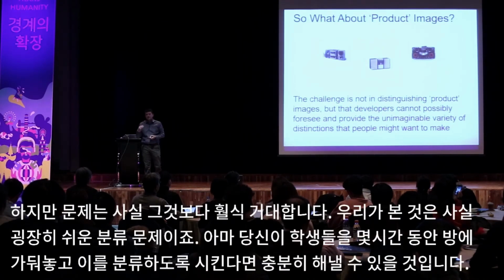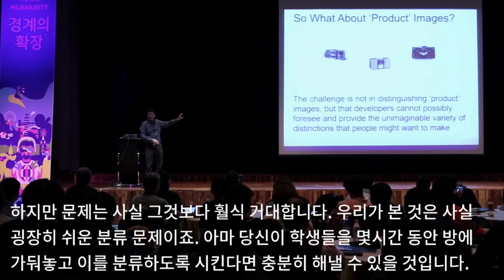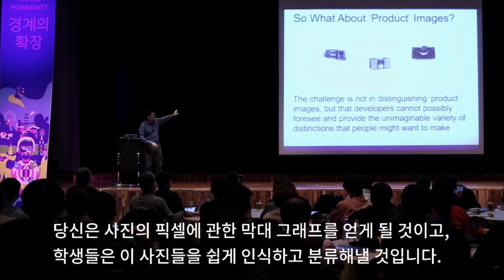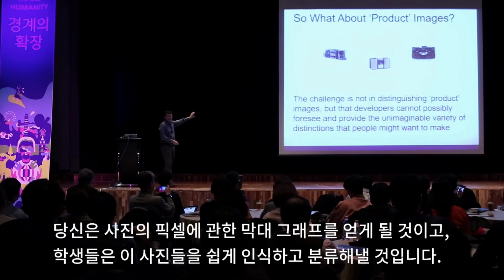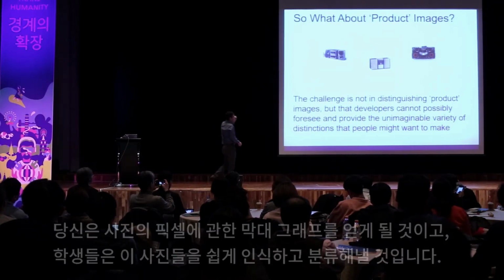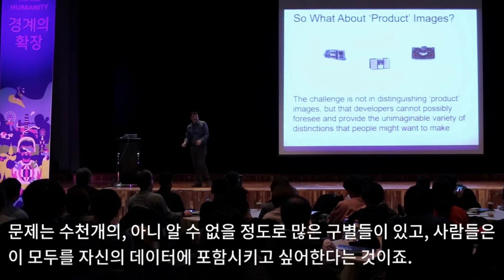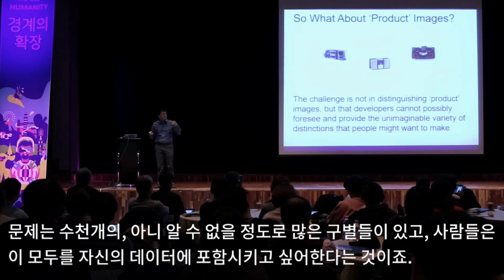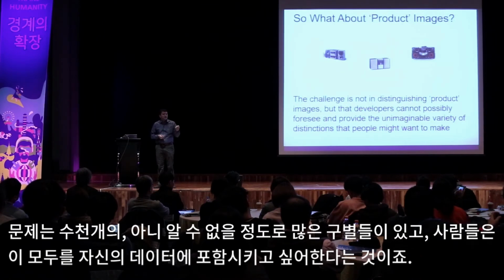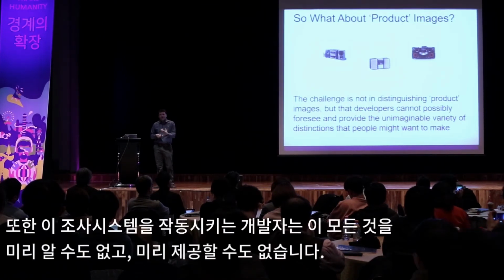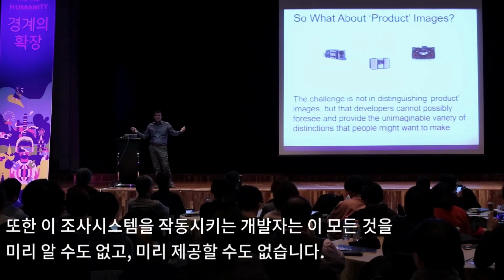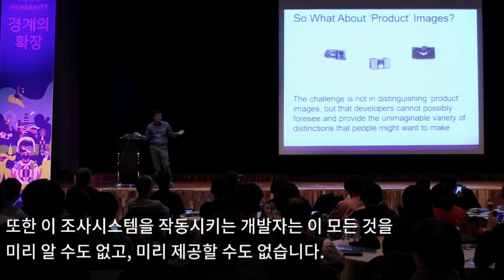But the problem is actually more general than that. This is actually a really easy classification problem, right? You can lock a student in a room for a few hours and get a classifier out that will solve this problem, right? You've got a histogram of the pixels in these images that makes this really easy to identify. The problem is that there are thousands of these kinds of distinctions, an unknowable amount of these kinds of distinctions that people might want to make in their data. And as a developer who's implementing a search system, you can't know all of those beforehand. You can't provide all of them beforehand.